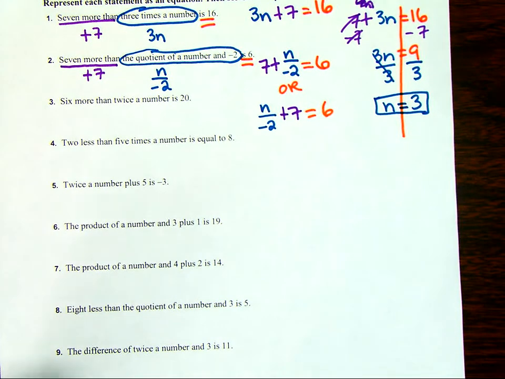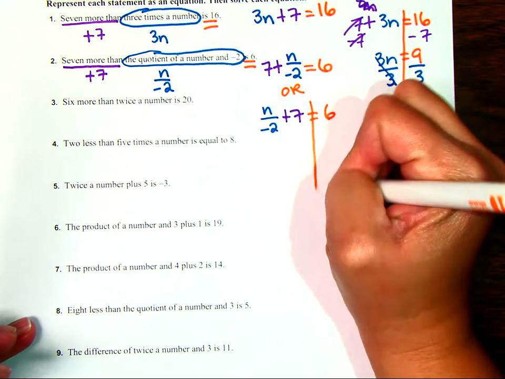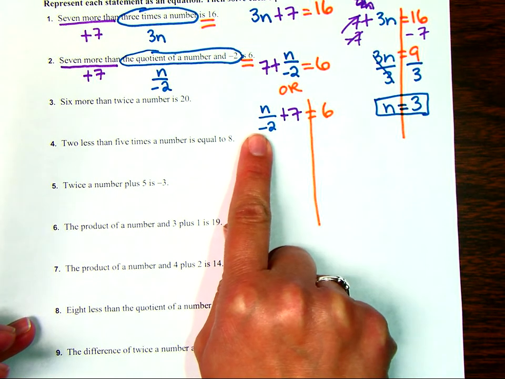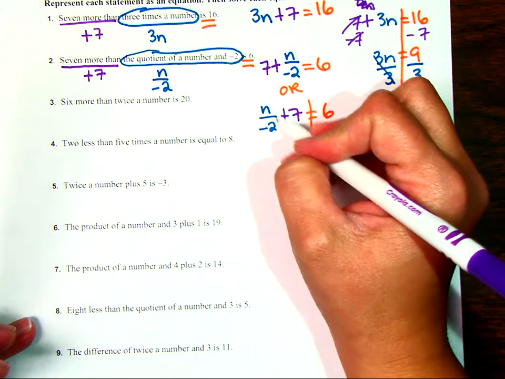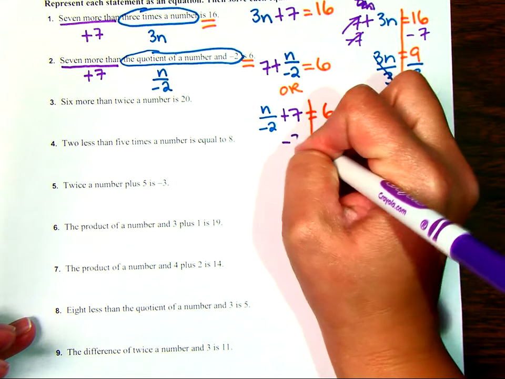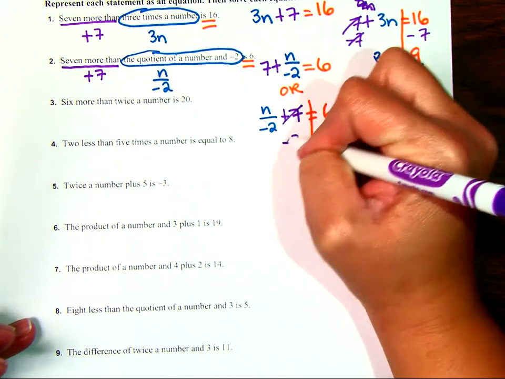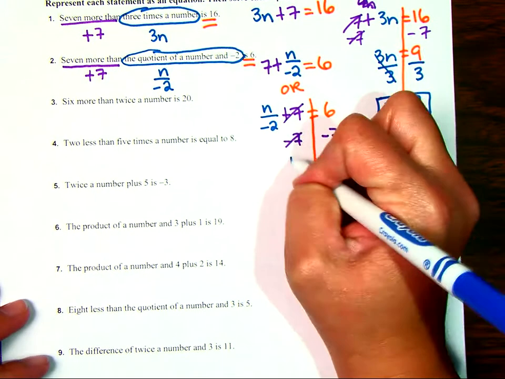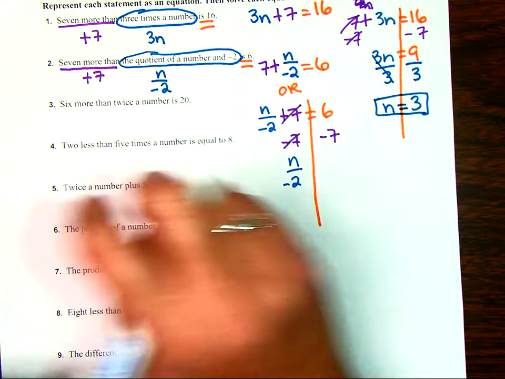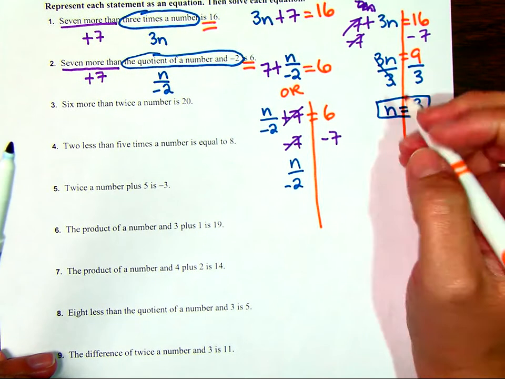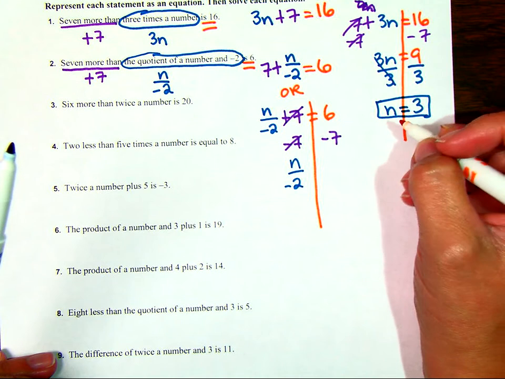So now we're going to solve. Again, same process. We want this variable by itself, so we've got to get rid of the constant, this +7. So we add 7 negatives to both sides. This cancels out. It gets you n over -2 on the left. 6 minus 7, or 6 combined with 7 negatives, is going to be -1.